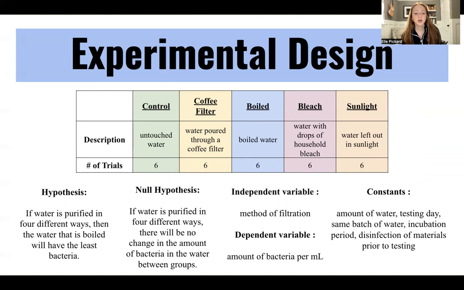Some constraints I came across when designing the experiment was that the testing kit I had was pretty limiting. For example, the key was a linear scale of 1 to 5 different colored growths that the strips could be, and each color had a corresponding range of bacterial numbers.